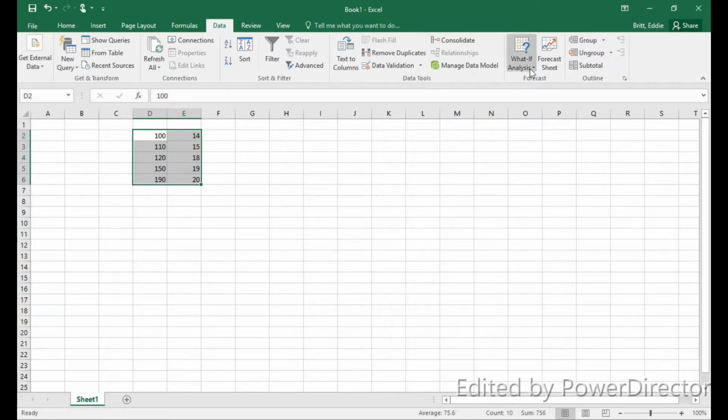Some data tools here. It's right around here somewhere.